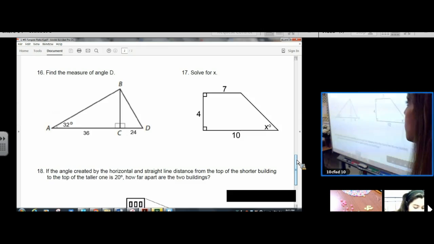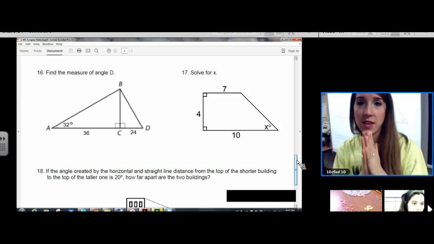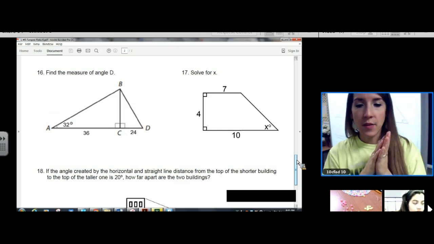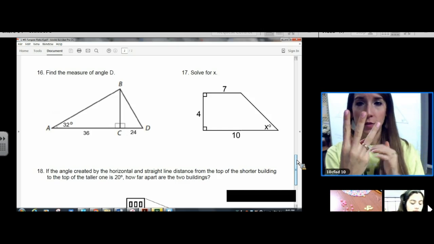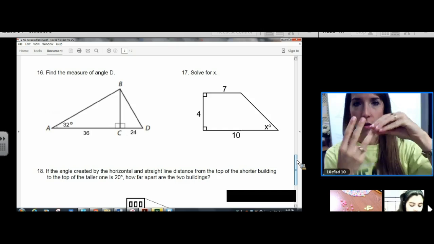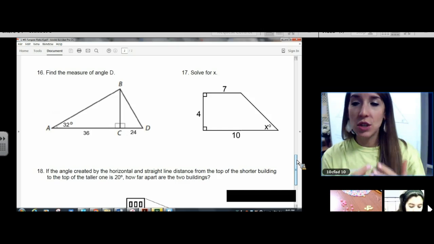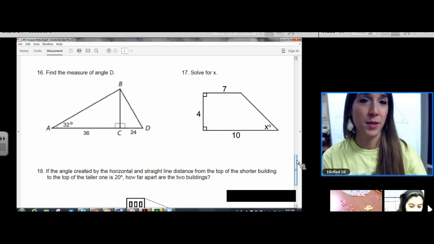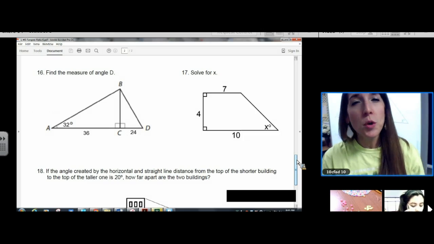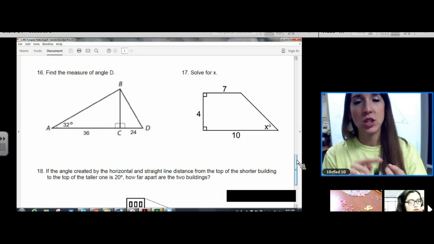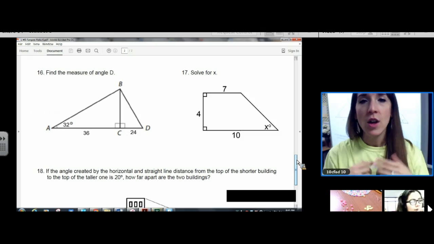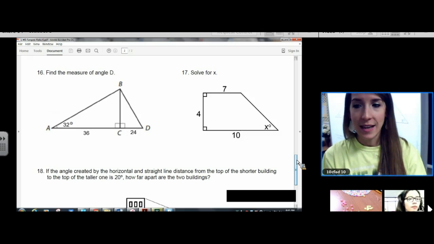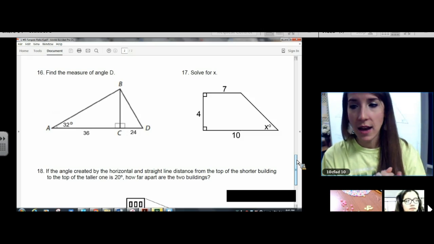Number 16, find the measure of angle D. The thing about trig is that there's usually 3 things involved: 2 sides and 1 angle. To do trig, you have to know 2 out of those 3 things. So you have to have 2 pieces of information, whether it's 2 sides or a side and an angle, in order to find a missing side or angle.